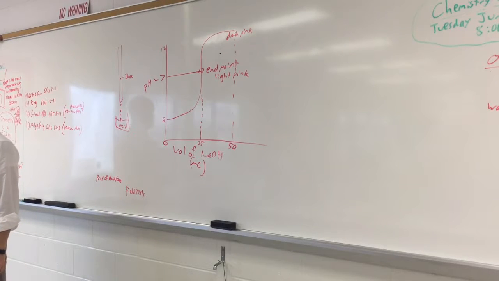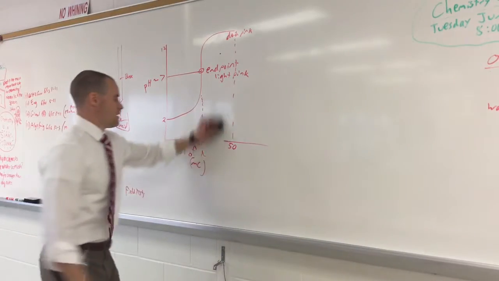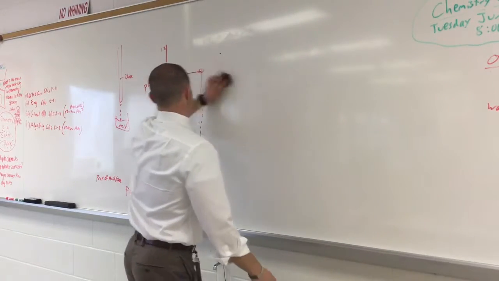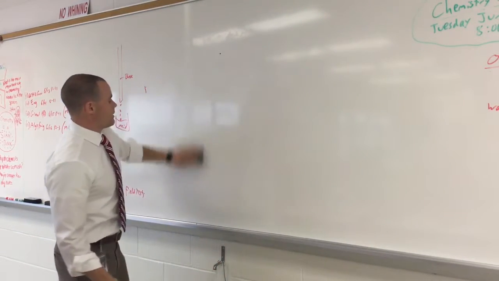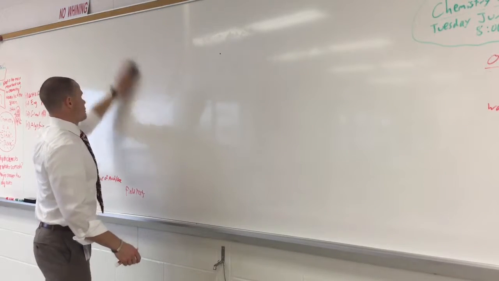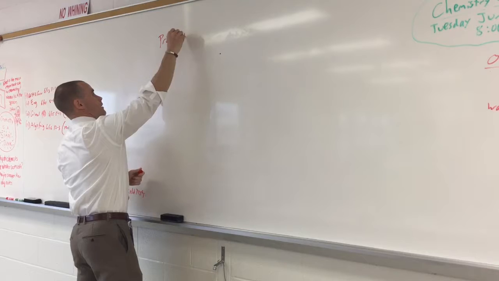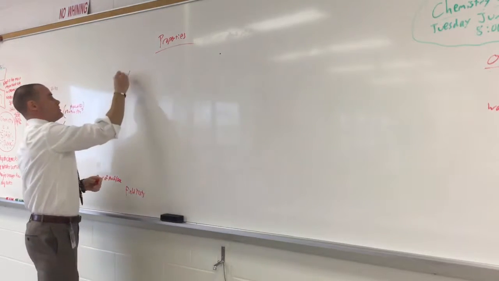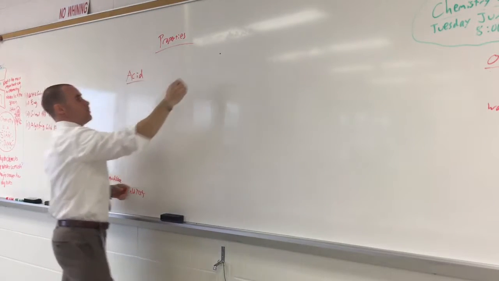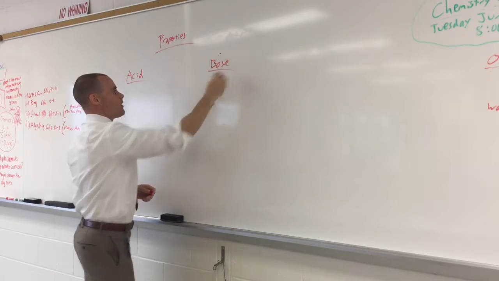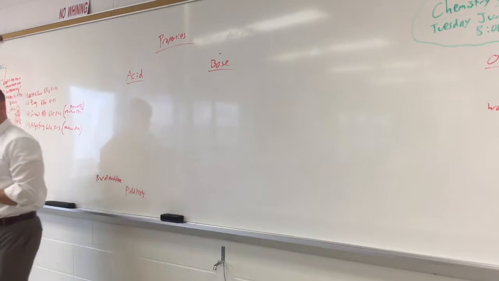Questions on that? Okay, last thing. Properties of acids and bases, and we'll get out of here. All right, so properties, and then we'll just put acids over here, and then we'll put base over here. There's just a few things. We've already kind of learned it all. We're just going to put it in a list.